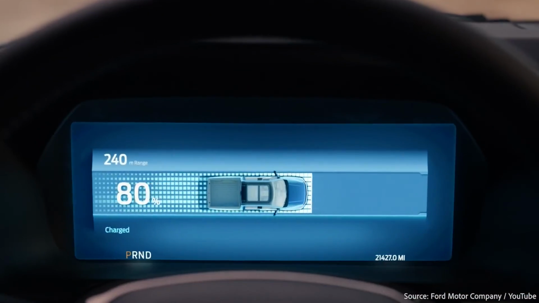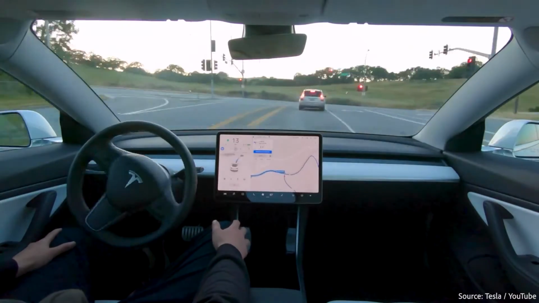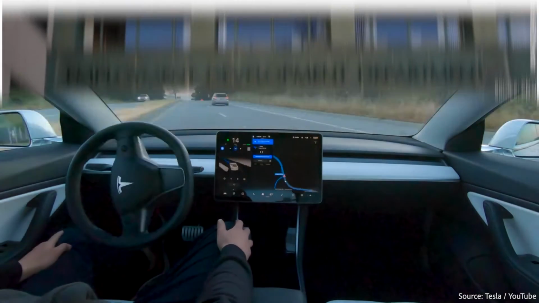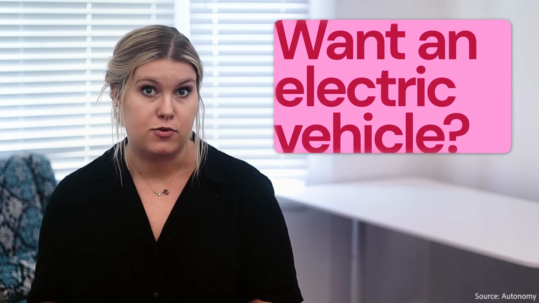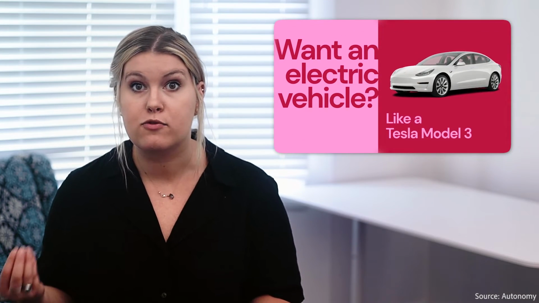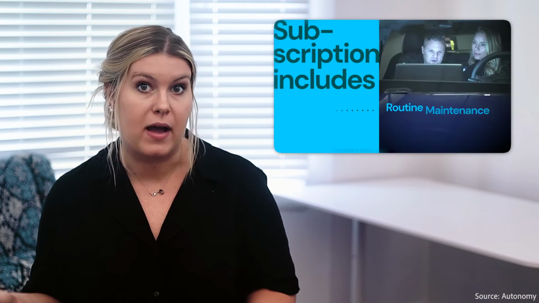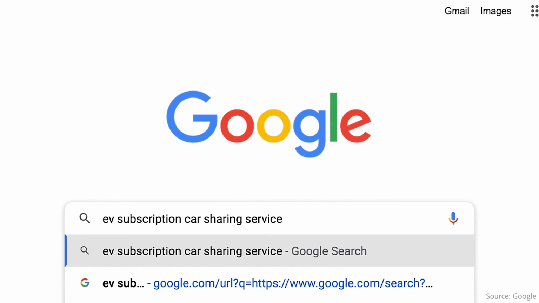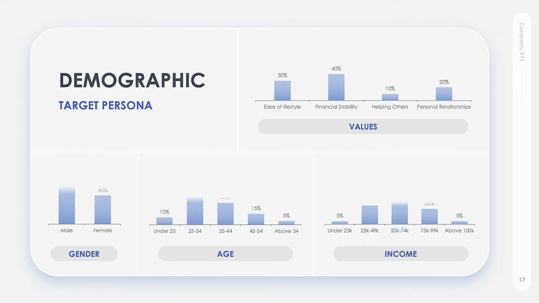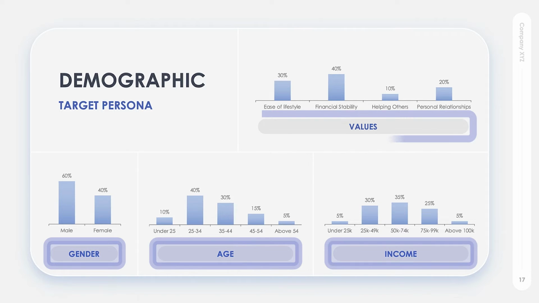For instance, let's say you see the electric car transition happening, and at the same time, you see that more employees want to transition to remote work full time. Both of these trends could validate an EV sharing subscription service, where people share cars that they use less frequently instead of going to buy expensive new cars. A quick Google search shows that there are tons of companies doing just that. Last, as part of your market research, you'll want to share your target persona's demographic information across gender, age, income level, and what they value.